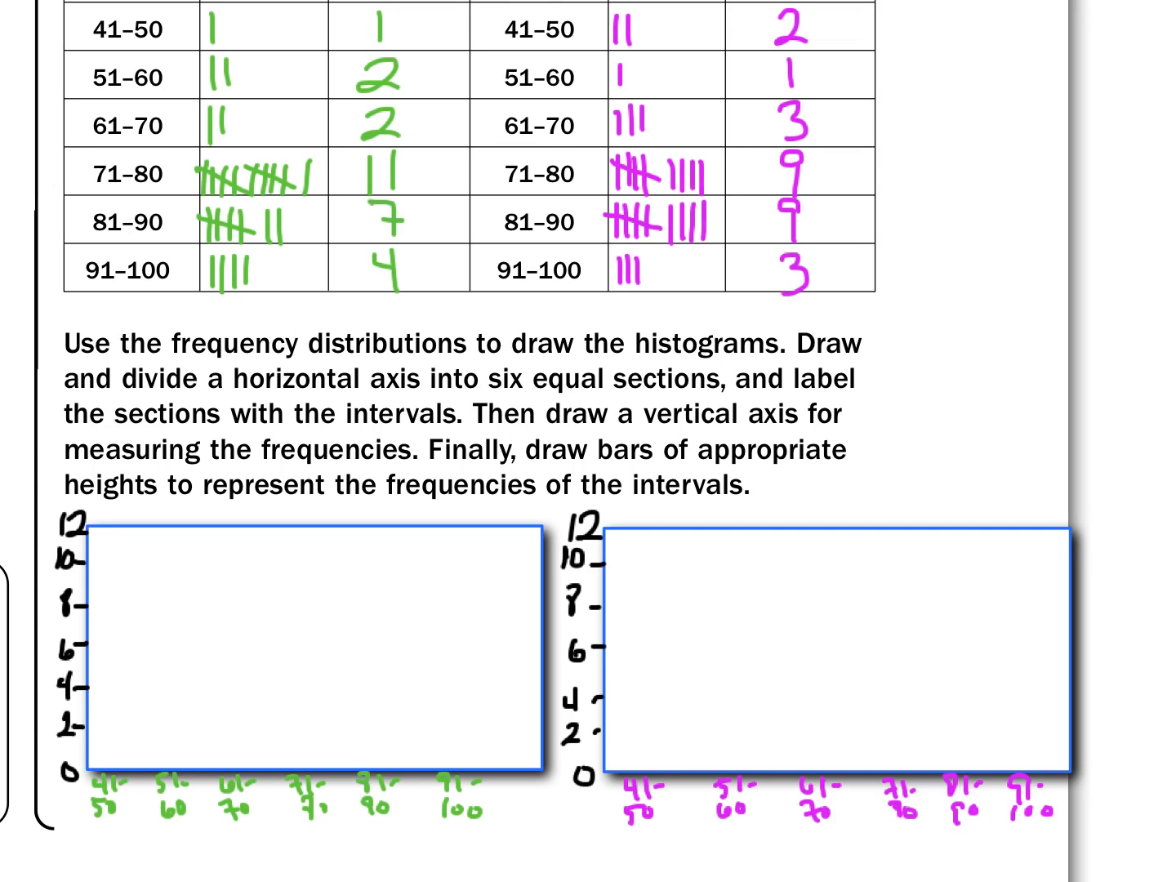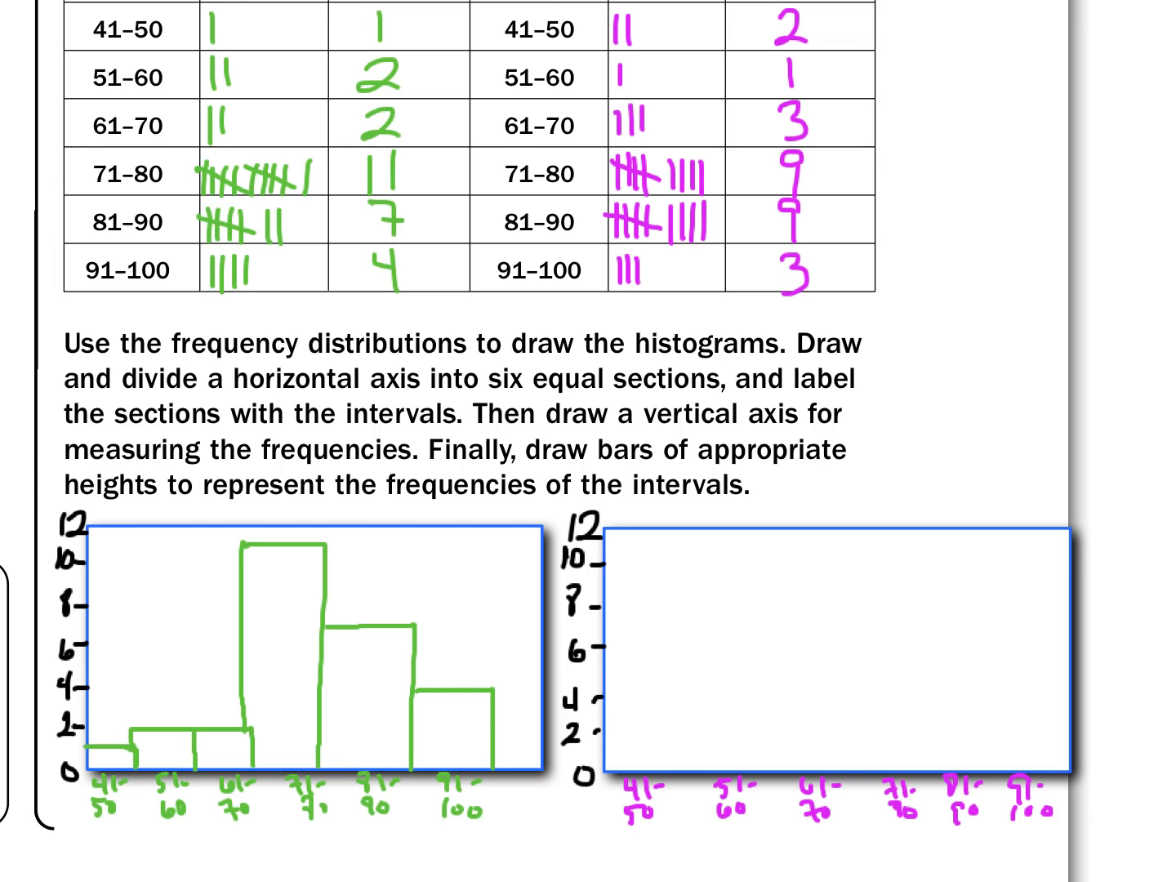Okay, so for a frequency table, we have 1 in that first range for Class A. We have 2 for both the 51 to 60 and the 61 to 70. For 71 to 80, we go all the way up to 11. For 81 to 90, we have 7. And then finally for 91 to 100, we have 4.